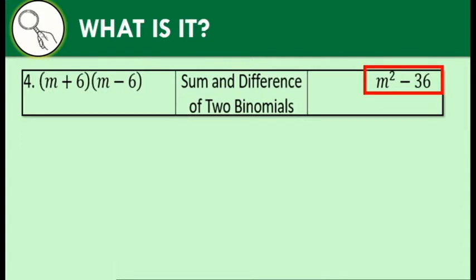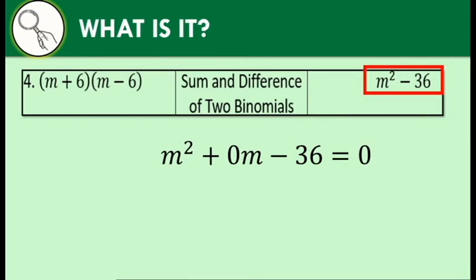Now, going back to example number 4. Remember that we have here m squared minus 36 using the special product for sum and difference of two binomials. Now, earlier we mentioned that there are three properties, right? The three parts of your quadratic equation. Now, how about m squared minus 36? Is that considered as a quadratic equation? What do you think?